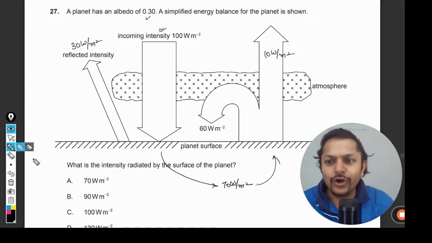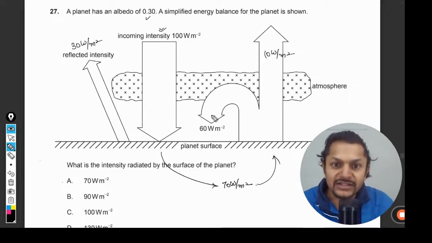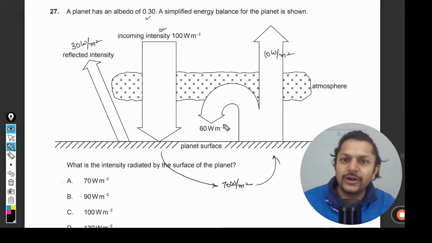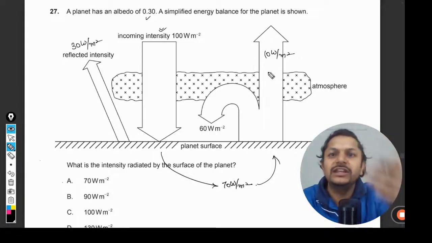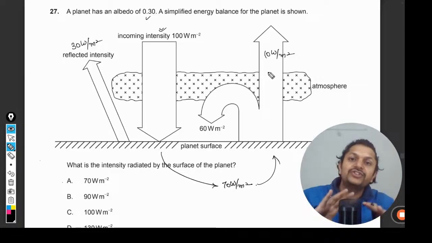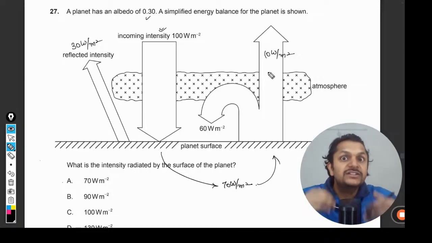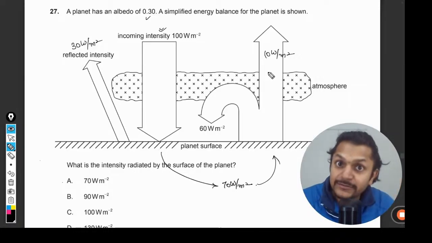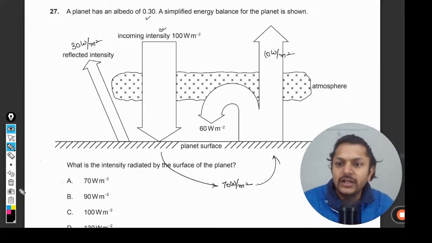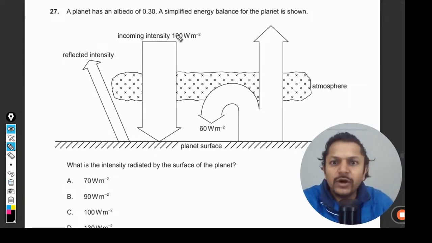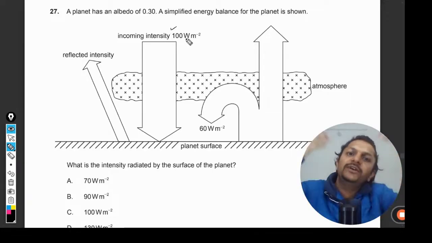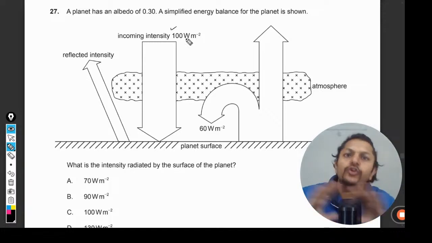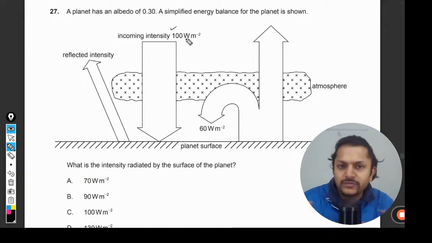And why is that wrong? The other reason is that the radiated energy has to be equal to the incoming intensity, otherwise the temperature of the earth cannot be constant. It will start increasing. So the first condition is that 100 watt per meter square is coming to the earth, so 100 will be going out. That is for sure. We just assume it. That is what is within our syllabus.